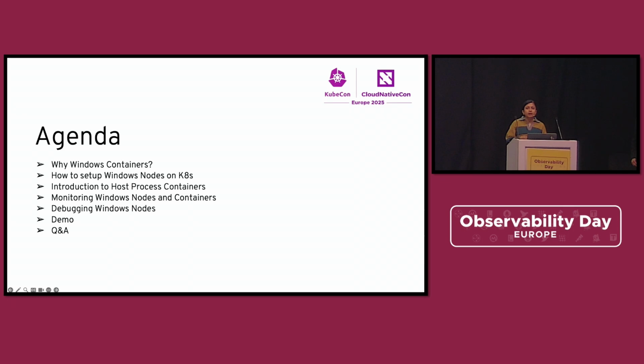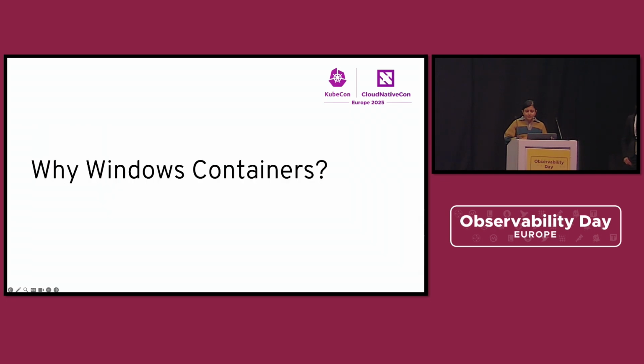So we are going to cover the agenda here. I hope you were able to take a peek at the abstract, but if not, we are going to answer some questions. Firstly, why Windows containers, how to set up Windows nodes on Kubernetes, introduction to host process containers and what they are, monitoring Windows nodes and containers, debugging Windows nodes. Then we are also going to move on to a demo where we are going to do some debugging on a Windows node that we have in a cluster, and we are going to see some container and node metrics on a Grafana dashboard. We will also have some time for Q&A, so keep your questions for that.